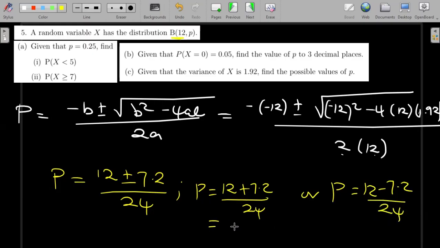From this one, we're going to get 0.8. Then from here, we're going to get P is 0.2. So we have two values for P. P can either be 0.08 or 0.2.